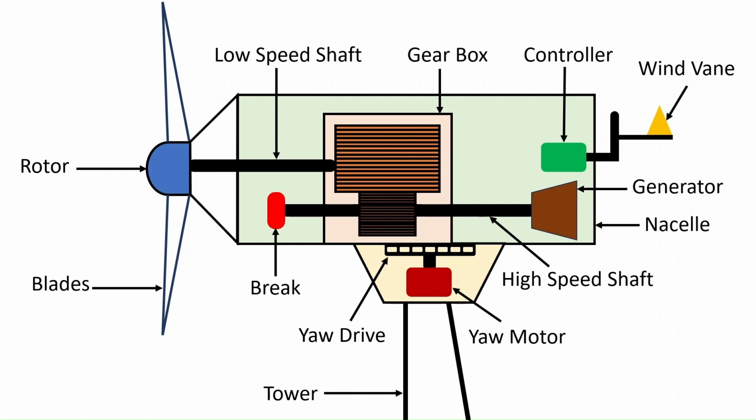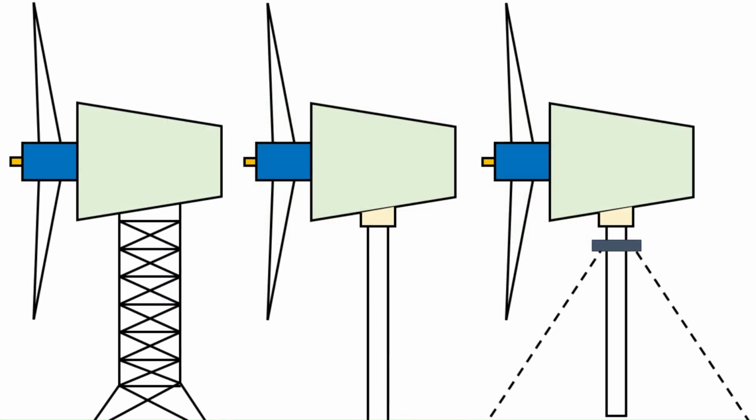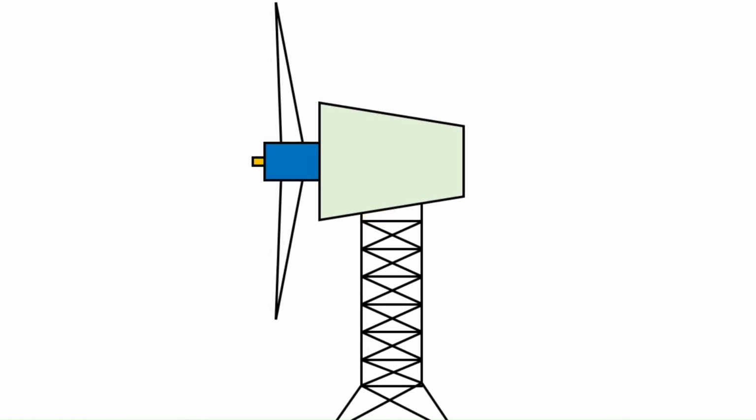The major types of tower used in modern turbines are lattice tower, tubular steel tower, and guyed tower. The lattice towers are fabricated with steel bars joined together to form the structure as shown here. They are similar to the transmission tower of electric utilities. Lattice towers consume only half of the material that is required for a similar tubular tower. This makes them lighter and cheaper.